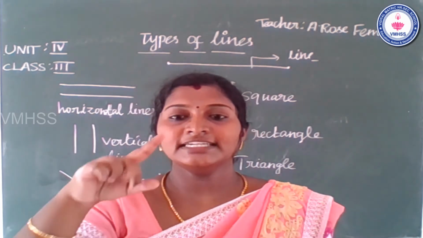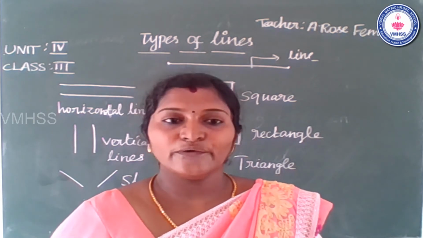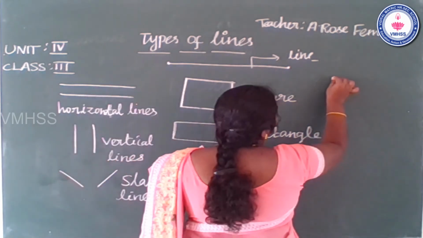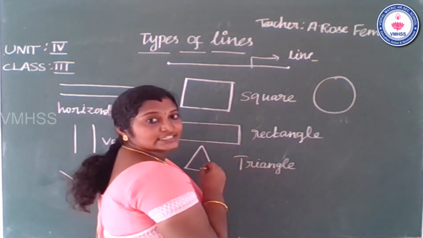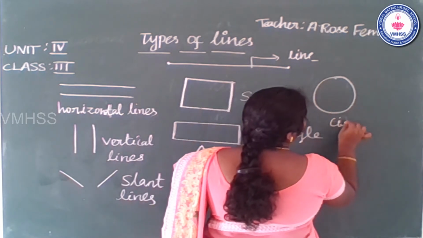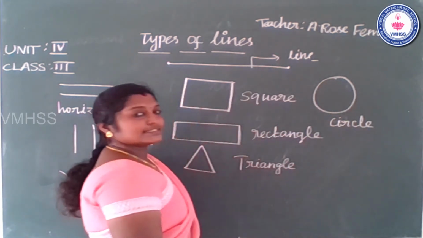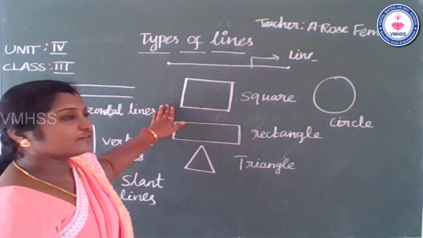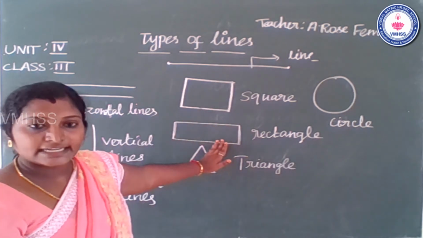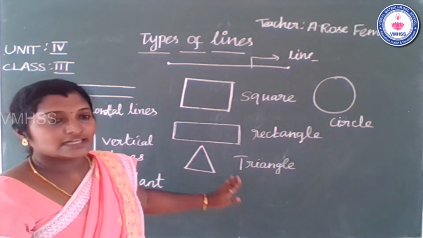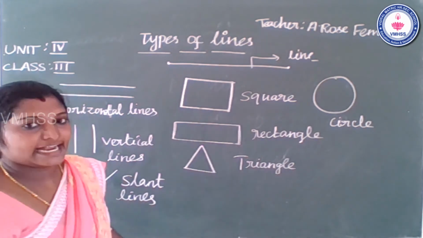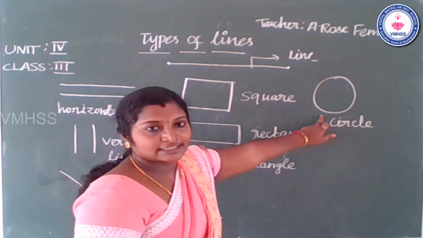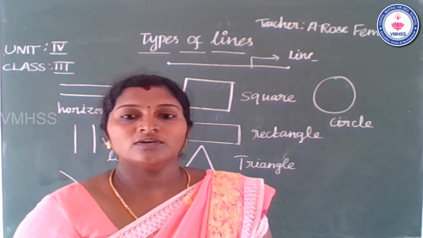Curved lines also. So curved lines, for example, a circle. What is that? This is a circle, an example of curved lines. The first ones, square, rectangle and triangle, are some examples of horizontal, vertical, and slant lines. A curved line has the example of a circle. Do you understand? Okay.